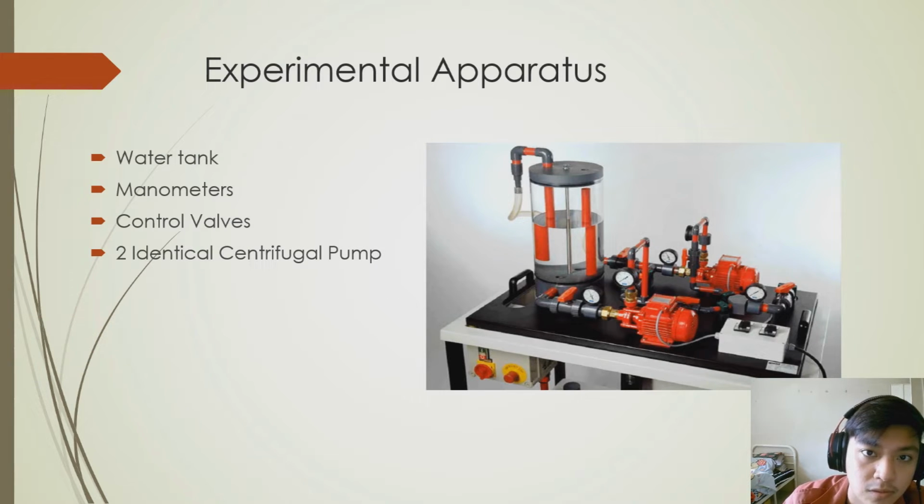The experimental apparatus used for this experiment is a water tank, manometers, a control valve, and two identical centrifugal pumps. The system includes two identical centrifugal pumps that are connected together through pipes. Manual valves make it possible to switch quickly between series and parallel operation. Manometers are used to indicate the pressure at all important points in the pipe system. To record the pump characteristics, the water supply and volumetric flow rate measurement are provided by the apparatus.